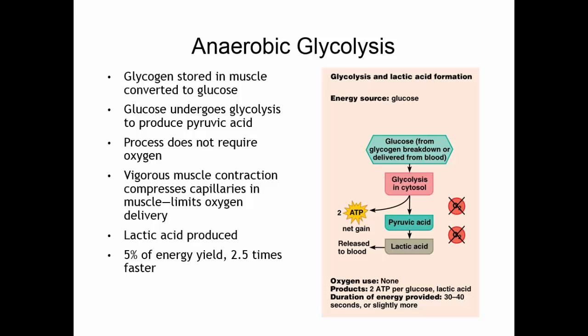About 5% of the energy that we can get from a glucose molecule can be yielded through anaerobic glycolysis, and it happens very quickly. It happens 2.5 times faster than aerobic respiration. However, this form of ATP production will only give us about a minute's worth of activity.